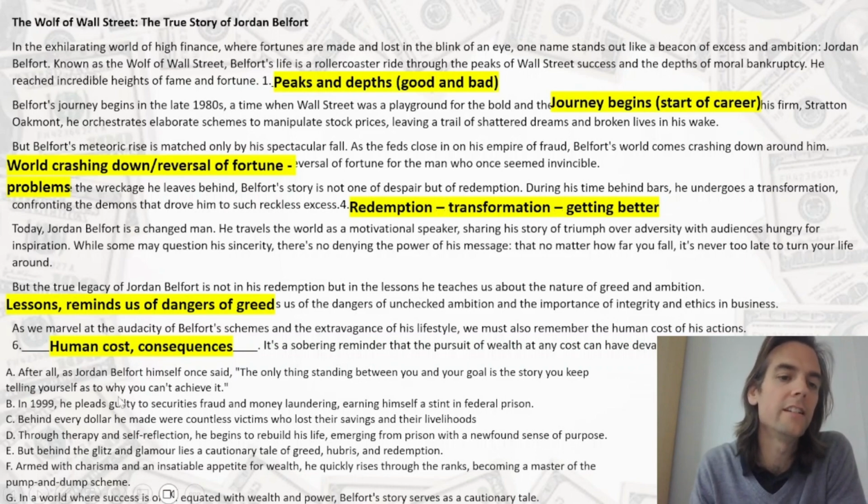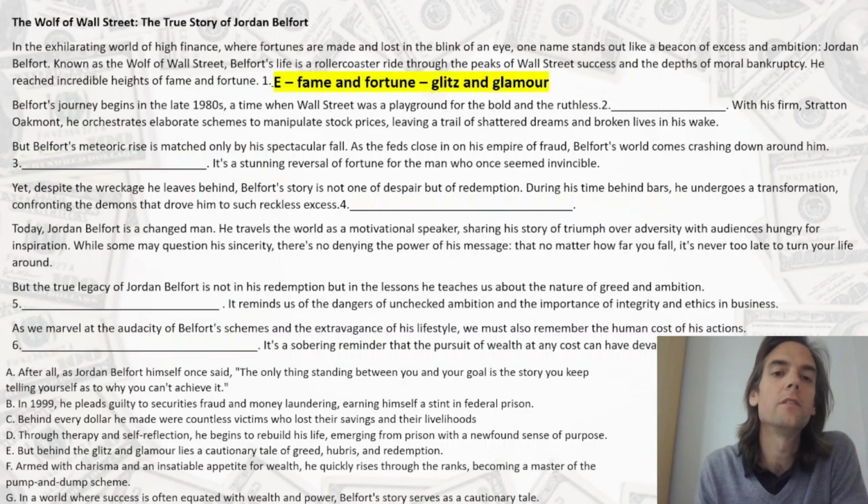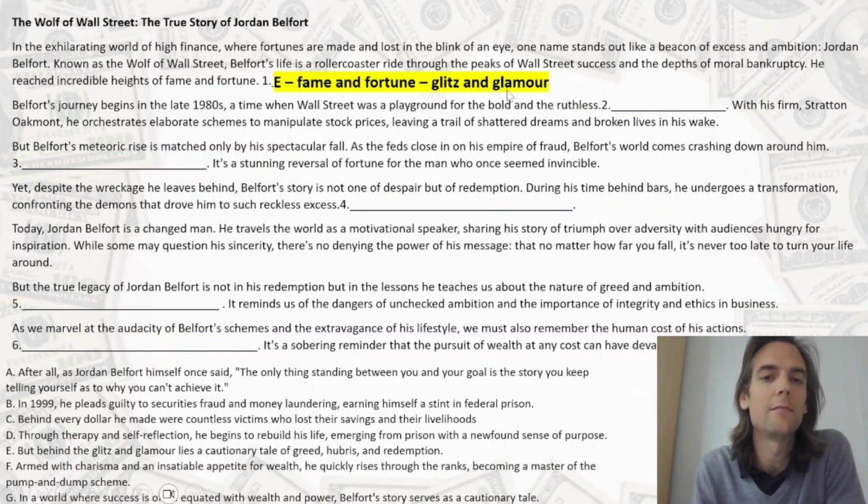Obviously there's one you don't need, and you should have one A, B, C, D, E, F, or G, and so on. That's all you need for your answers. And I'm going to tell you the answers now. Number 1 is E, because fame and fortune is referring to glitz and glamour, which means the luxury, the fancy lifestyle, and so on.